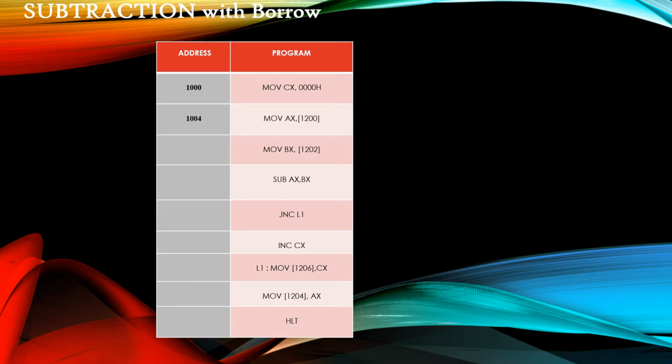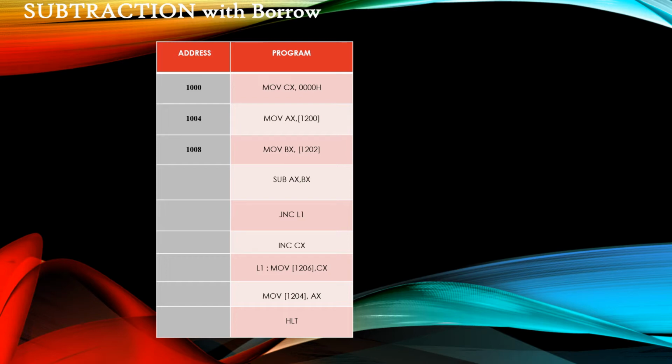Therefore the second instruction will be at the memory location 1004. Here we are giving the instruction as MOV AX, 1200, which is direct addressing. From the memory location 1200, the data will be moved to the accumulator. Then this is also 4 bytes wide, which points to the next memory location 1008. In that we are moving the second operand from the memory location 1202.